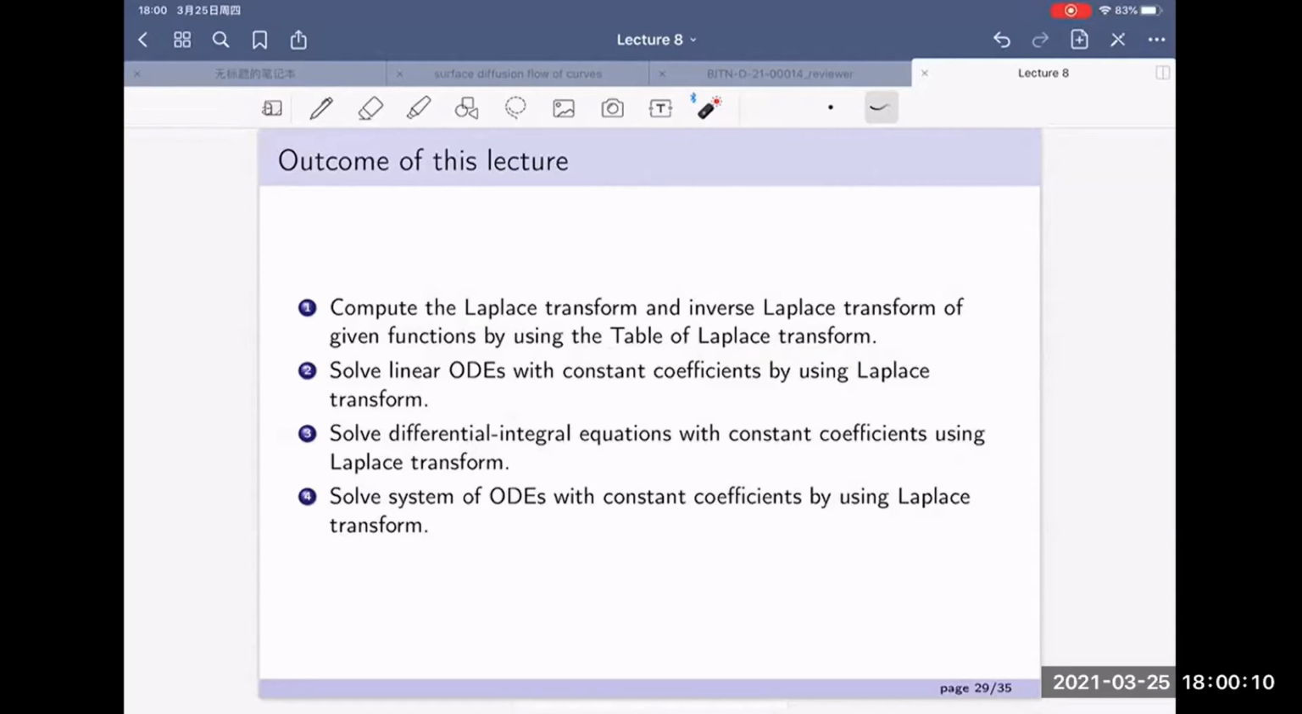Okay, so this is the first part, Laplace transform. Then we introduce how to apply Laplace transform to solve differential equations with constant coefficients, the differential integral equations, and systems of equations. Okay, this is the second part.